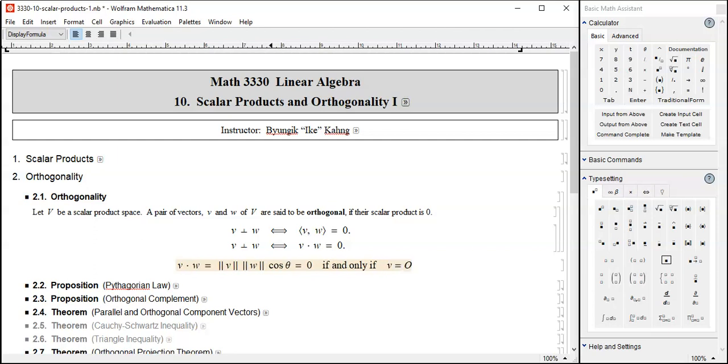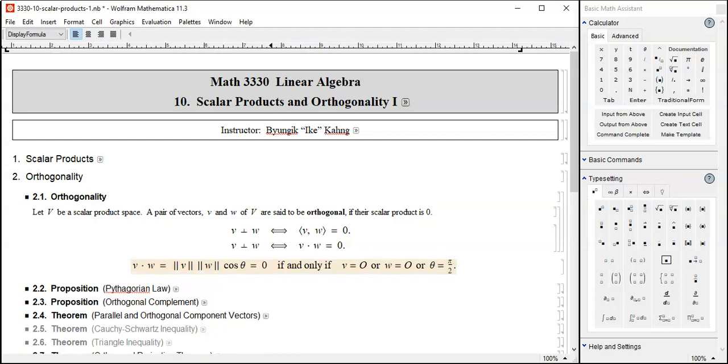Therefore, v is equal to 0, or w is equal to 0 vector, or cosine of theta is equal to 0. And what do you mean by cosine of theta is equal to 0? That's equivalent to theta is equal to pi over 2, the right angle. When v and w are non-zero vectors, then we have to have a right angle. In this case, we say these two vectors are perpendicular. So the orthogonality concept is slightly more inclusive because we are allowing zero vectors as well.